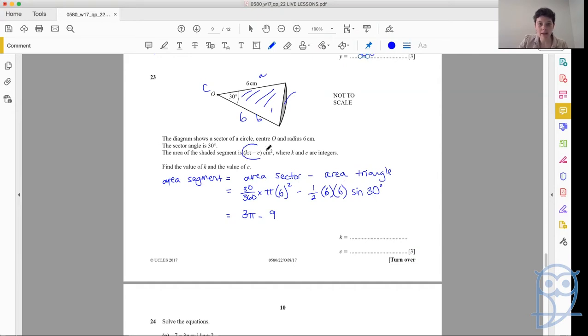Now we compare it to theirs, and we can say the coefficient of pi is k, which is 3. So k equals 3. The number on its own is the c, minus c, so minus 9, so c equals 9. So k equals 3, c equals 9, just from comparing our answer to theirs.